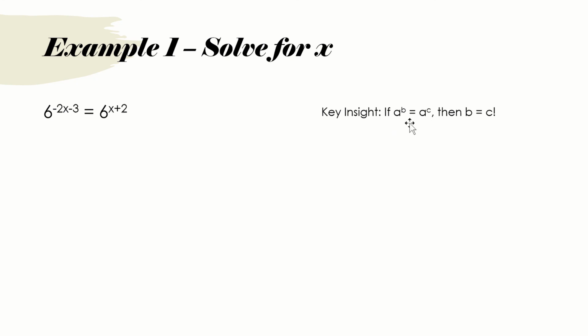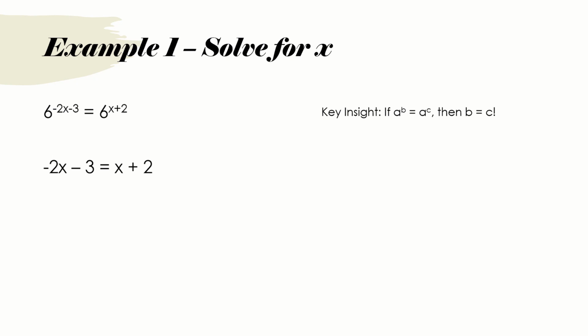So if a is equal to a here, if these two are the same number, then you can set the exponents equal to each other. Then b is equal to c. So in this case, because the bases are both 6, we can actually set the exponents equal to each other.